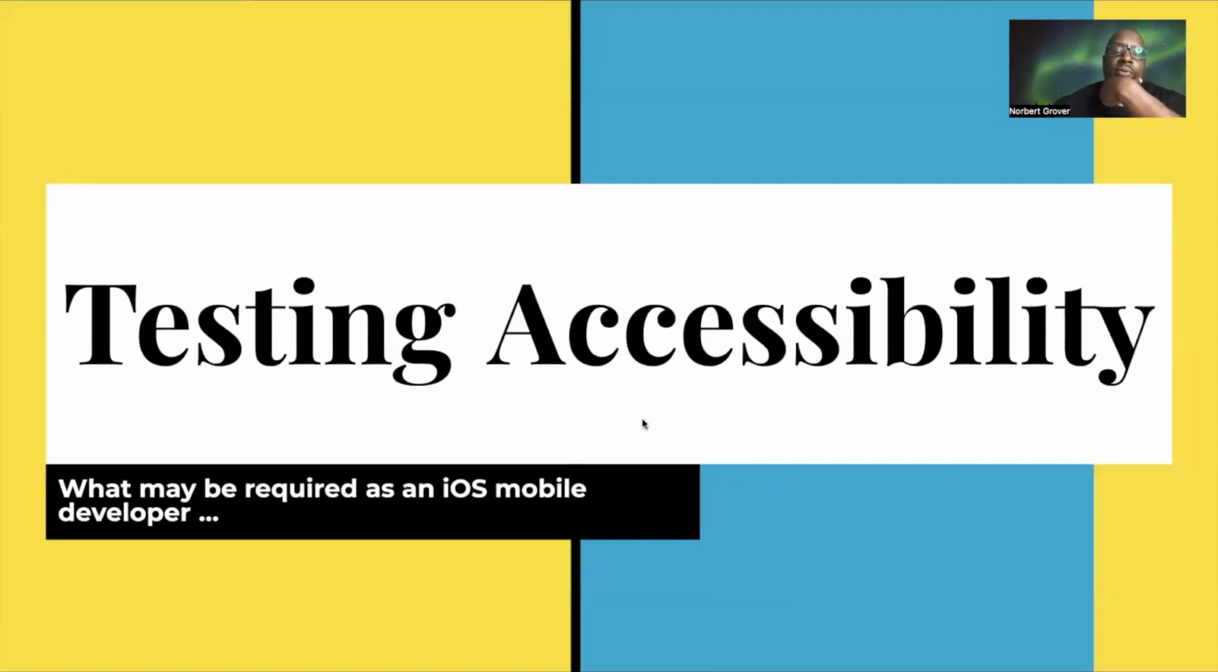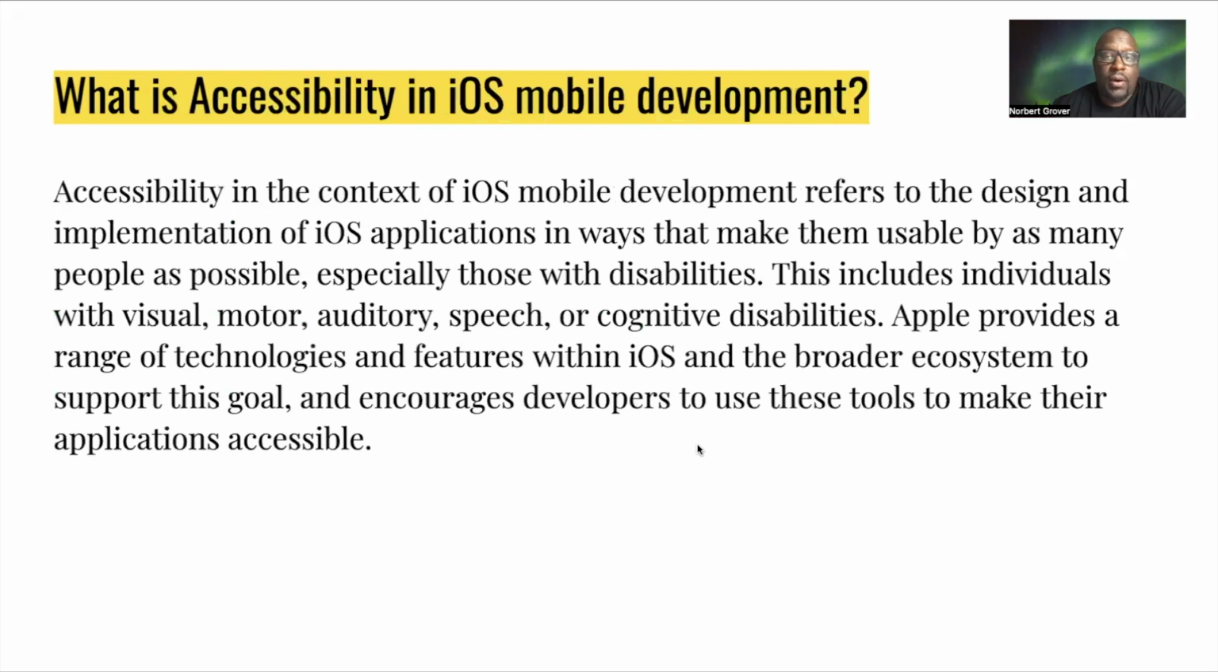Okay, let's talk about testing accessibility and how you're going to need this for your iOS mobile development employment. Okay, so what is accessibility? What are we talking about? Accessibility in iOS mobile development basically refers to the design and implementation of iOS applications in ways that make them usable by lots of disabled people.